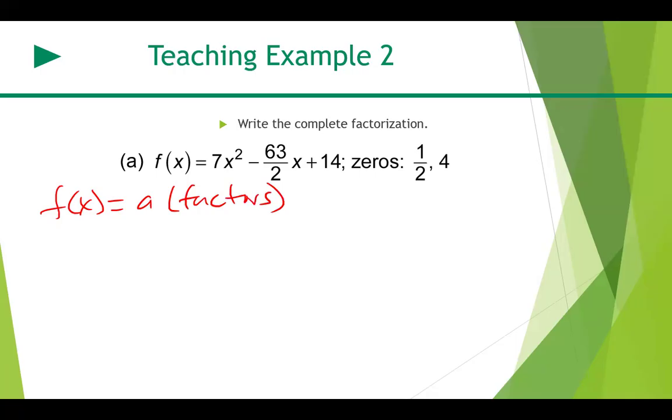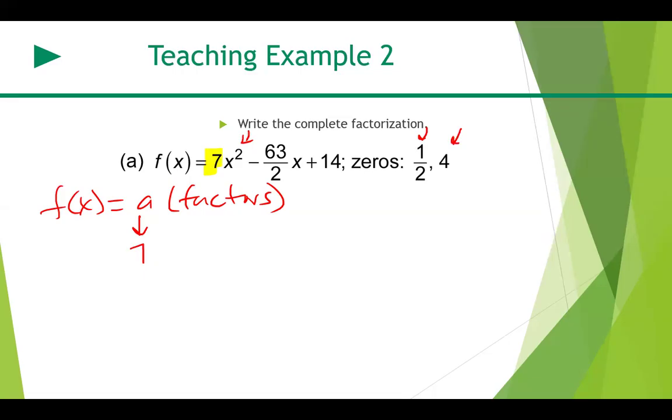Okay, our A, what is our A? What's our leading coefficient? 7, we're given 7. So we know that A is 7. Agreed? All right, the next thing you're looking for are your zeros. Because this is a quadratic, I should have 2 zeros. Do I have both of my zeros? Yes, I do. So I can write them as factors, correct?